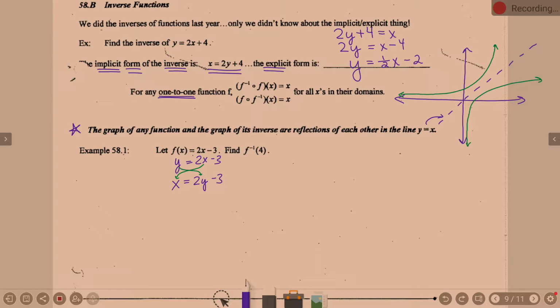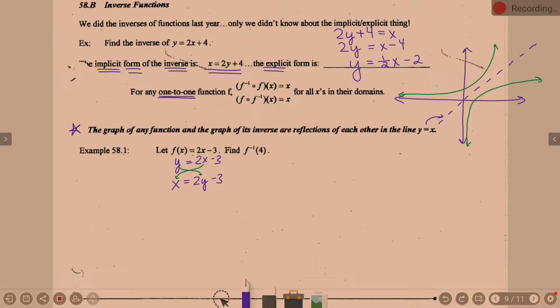And now I'm going to... Do we just plug it in now, or do we have to solve it first? If you plug it in now, you're going to have to end up solving it though. Because that 4 is going to go in place of x, and so you still end up having to solve it. So usually we go ahead and solve it now.